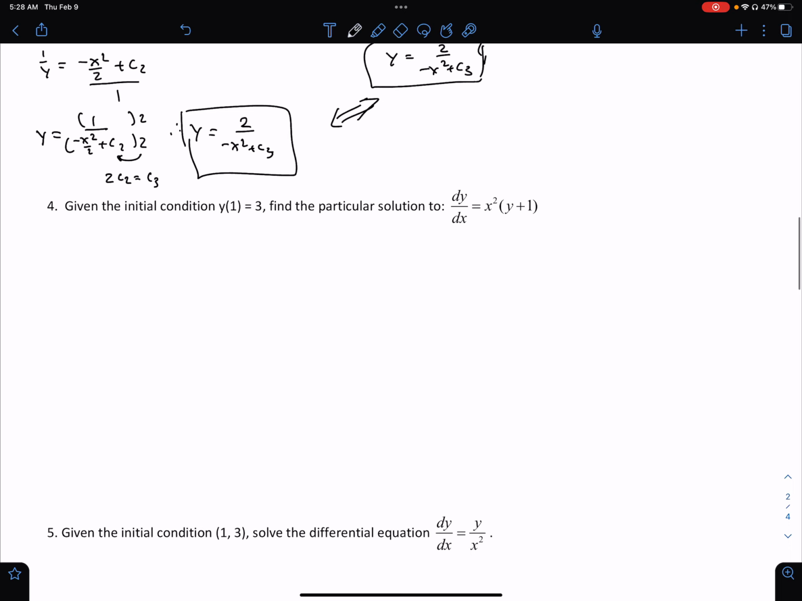All right, number 4. Let's take a look at number 4 here. Now we're going to solve with an initial condition. Remember, this is now saying find c, find our constant there, the constant of integration. So here's our differential equation, dy/dx equals x squared times y plus 1. Who knows? Maybe this exponential equation describes the motion of a planet through the solar system.